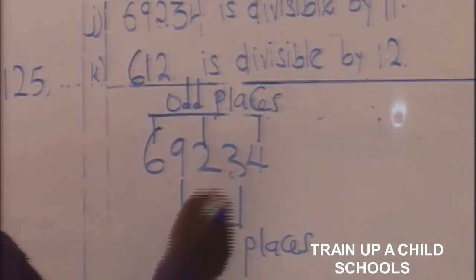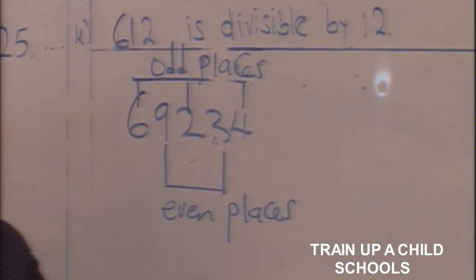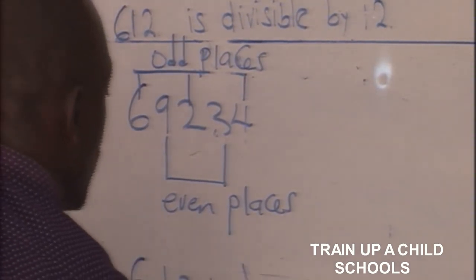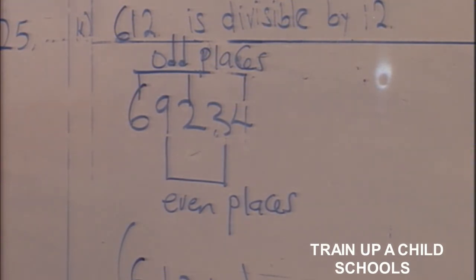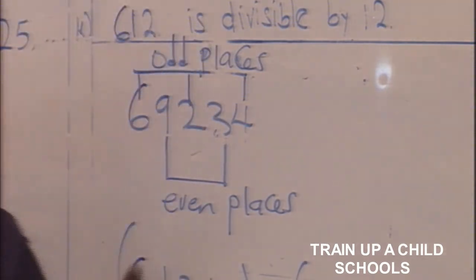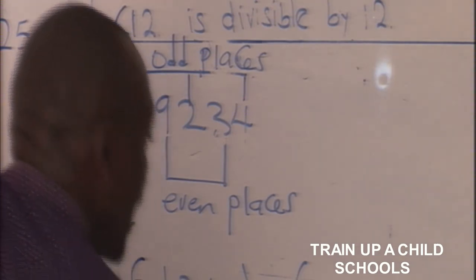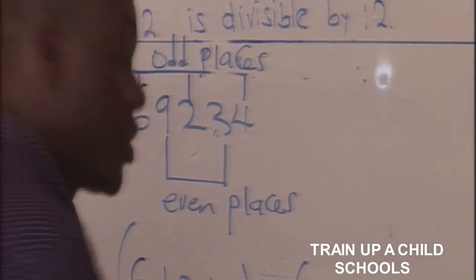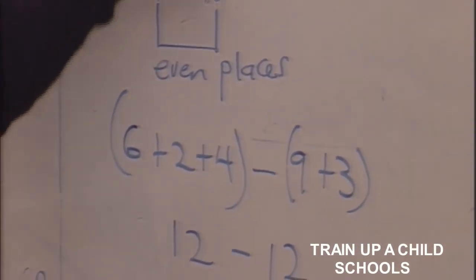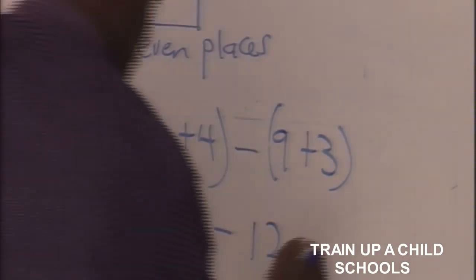So what you do is to add those odd places and even places. So get the sums and subtract. You say 6 plus 2 plus 4, those are odd placed digits, minus 9 plus 3. Add very well. 6 plus 2, good. That's 8 plus 4, you get 12. So 12 minus the sum of 9 and 3, which is actually 12. The difference between the sums of odd placed digits and even placed digits is 0.